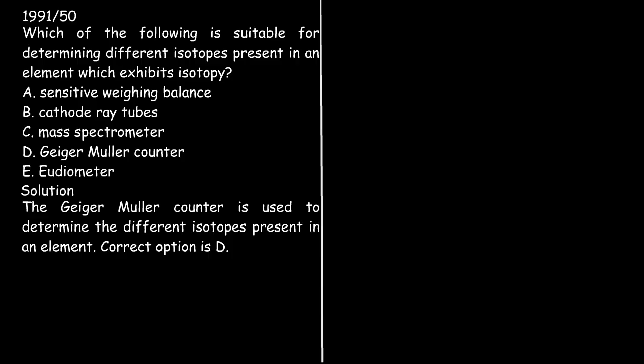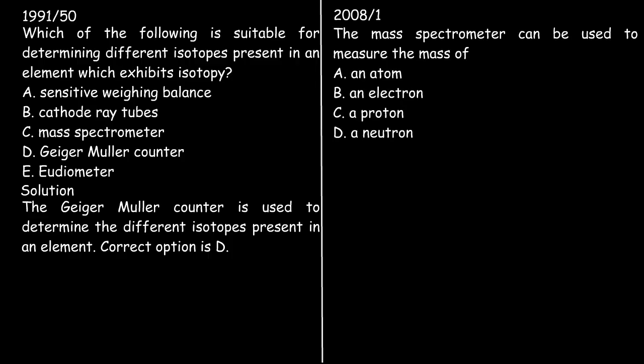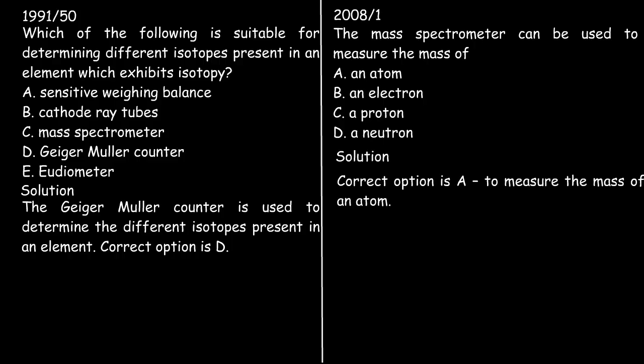Our final question is from 2008, and it states that the mass spectrometer can be used to measure the mass of A, an atom, B, an electron, C, a proton, D, a neutron. Now solution, the correct option is A, to measure the mass of an atom.